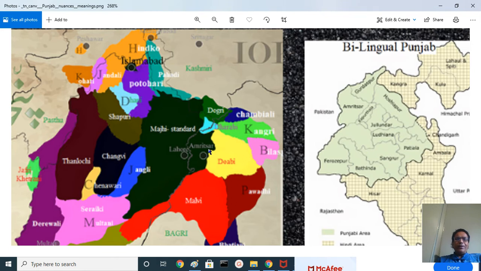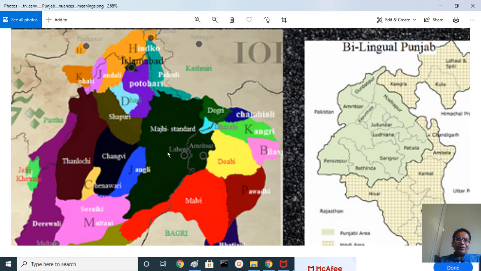And the standard Punjabi language dialect is Majha or Majhi language. That is the most important dialect. When we say Punjabi, that is the standard dialect that is used, predominantly spoken in Amritsar, Lahore, Kasur, Tarn Taran and Sialkot and Gujranwala, Gujarat, Wazirabad and Sahiwal region and so on.